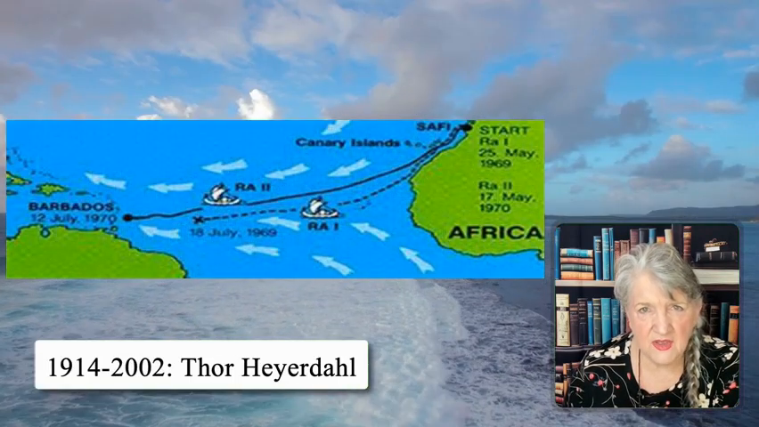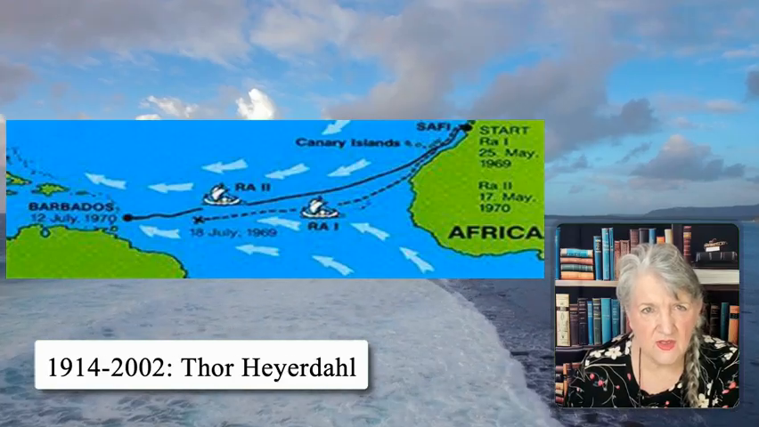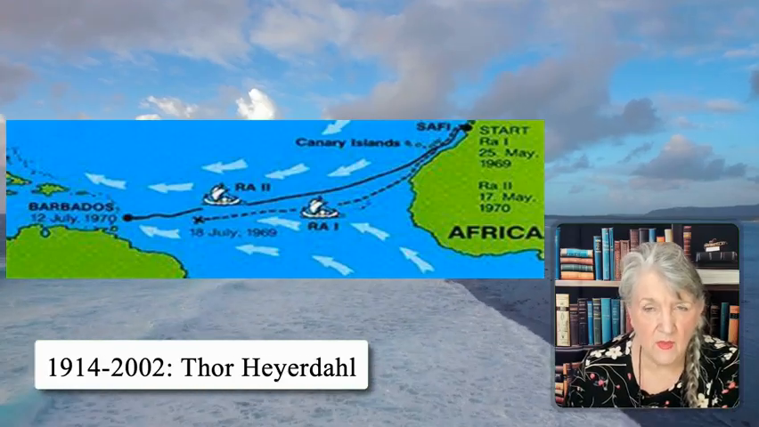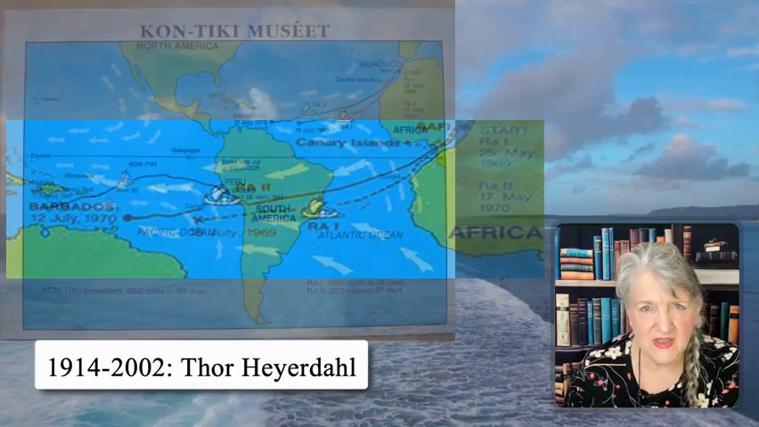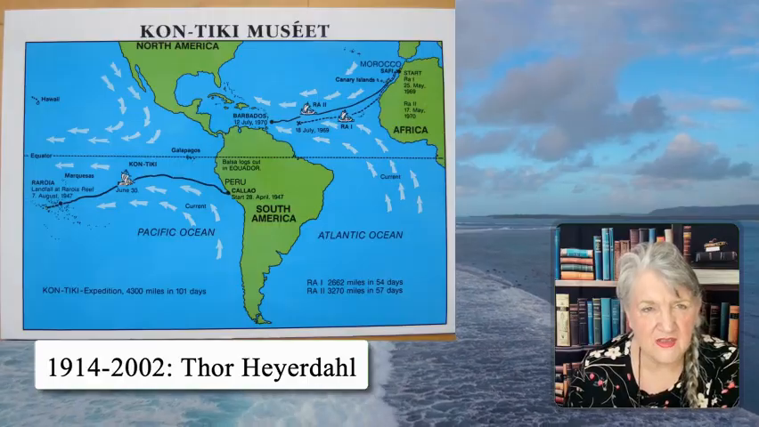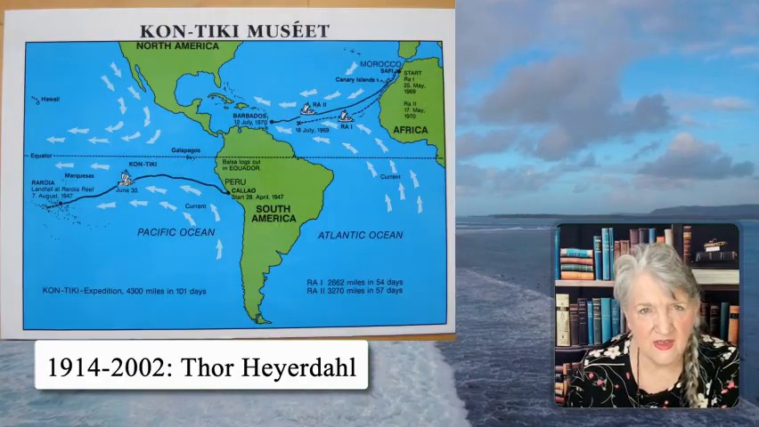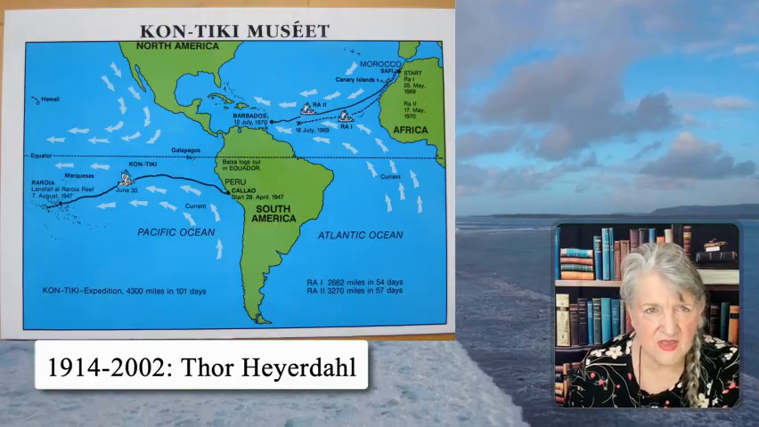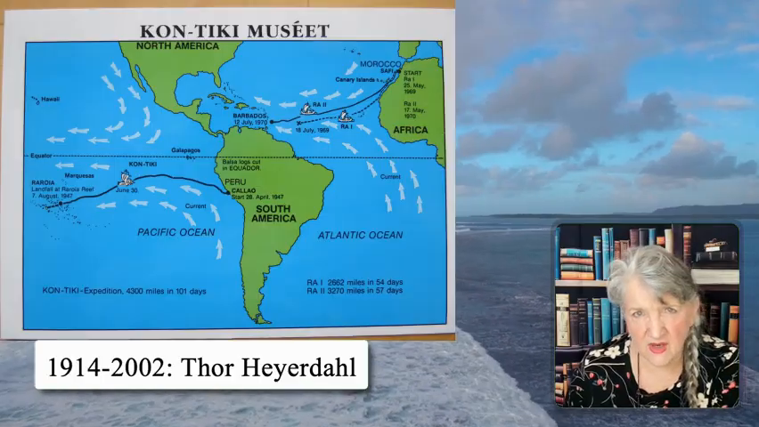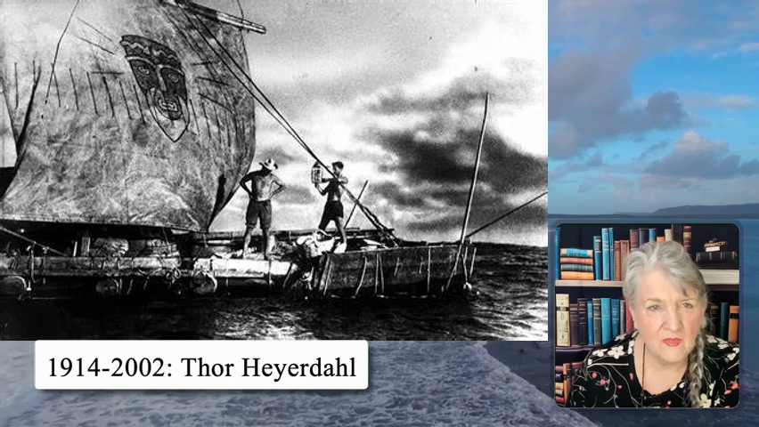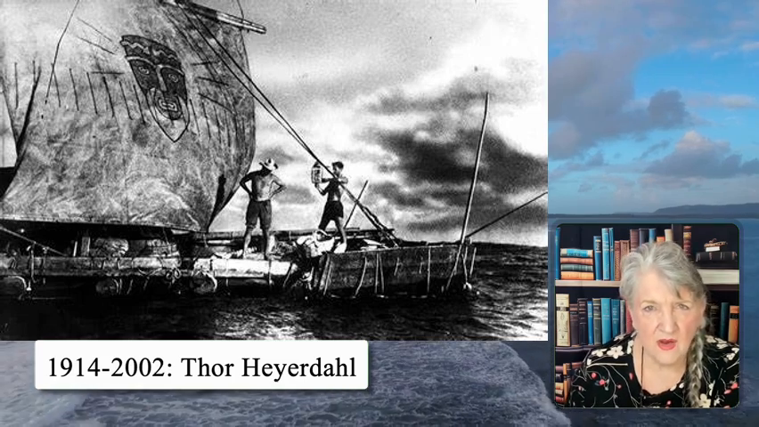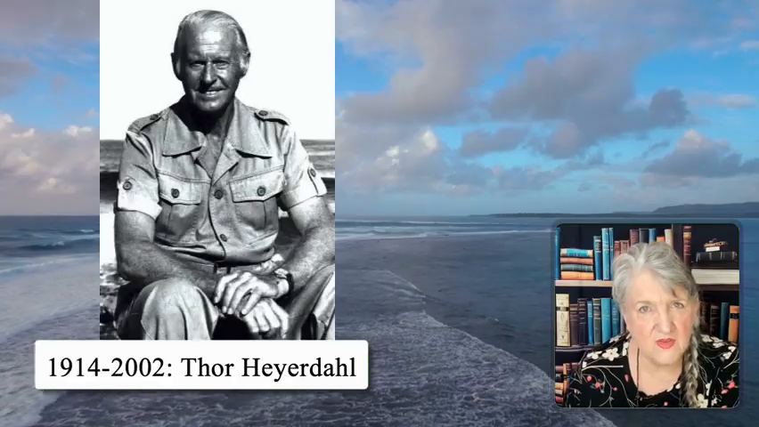In 1970, he sailed from the west coast of Africa to Barbados in a papyrus reed boat. Before that, and perhaps more famously, was his Kon-Tiki expedition in 1947, where he sailed 5,000 miles across the Pacific Ocean from South America to the Tuamotu Islands on a hand-built raft. Remarkable human being, Thor Heyerdahl. He lived to the age of 87.